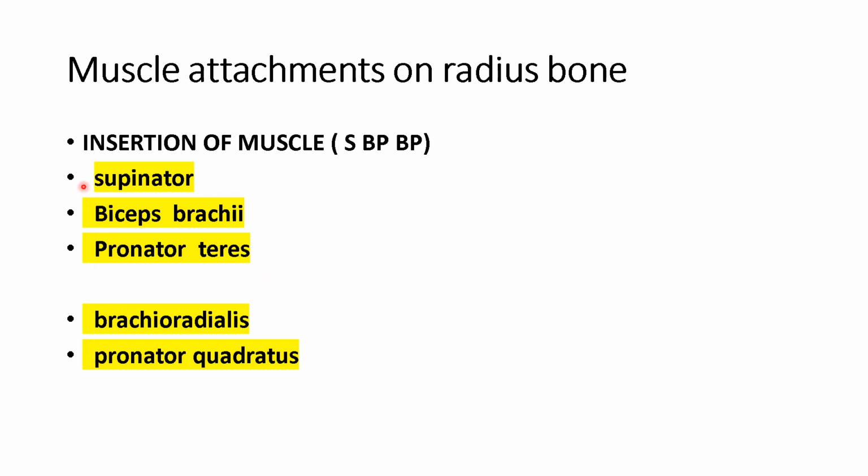So supinator is inserted into the upper part of the lateral surface. Biceps brachii on the posterior rough surface of the radial tuberosity. Pronator teres into the middle part of the lateral surface. Brachioradialis into the lower part of the lateral surface above the styloid process, and pronator quadratus into the lower part of the anterior surface, and on the medial side on the triangular area, which is on the lower end.